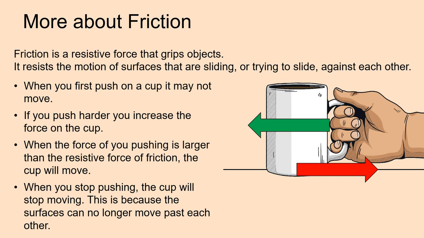So friction is a resistive force that grips objects. It resists the motion of surfaces that are sliding or trying to slide against each other. Let's think about this scenario. When you first push on a cup, it may not move. If you push harder, you increase the force on the cup. When the force of you pushing is larger than the resistive force of friction, the cup will move. When you stop pushing, the cup will stop moving. This is because the surfaces can no longer move past each other.